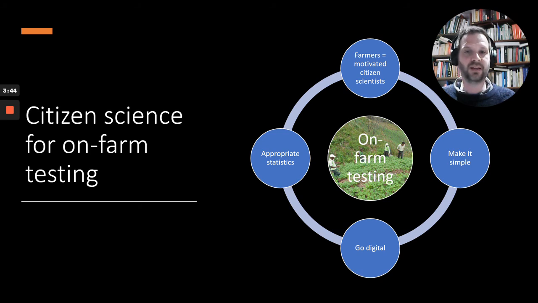It also means, like in the bird example, that we need to go digital, so make much more use of digital tools. And also, because of the different formats, we need appropriate statistics that can really deal with the types of data that the farmers themselves are able to generate. So this, in conclusion, is the four things that we need to make citizen science successful for on-farm testing.